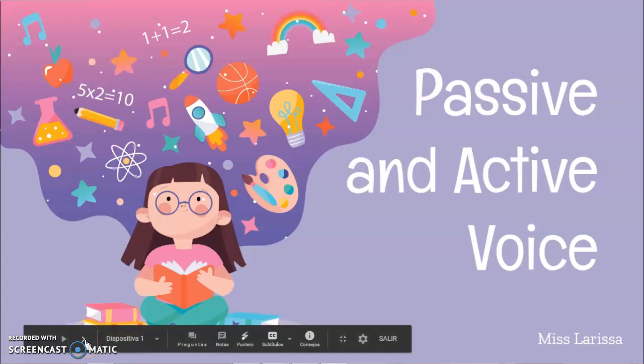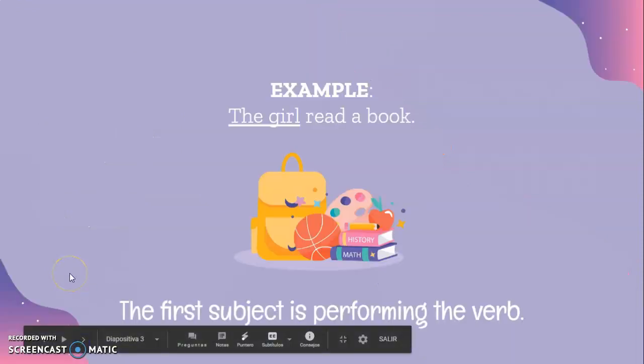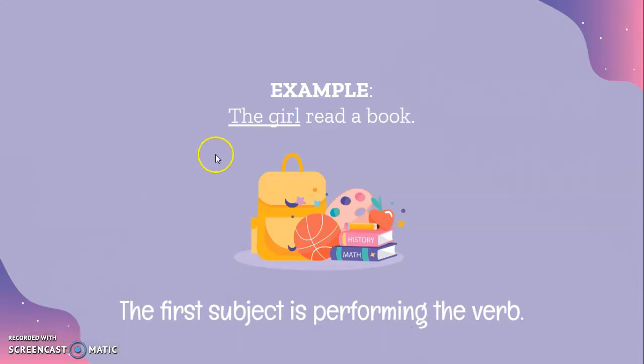Everyone, today we're going to talk about passive and active voice. First of all, what is active voice? Active voice is when the first subject is performing the verb. So it is when the subject, like in this case the girl, is performing the action, which is read a book. This is the type of sentences that you usually write, okay? The girl read a book. The subject makes the action.